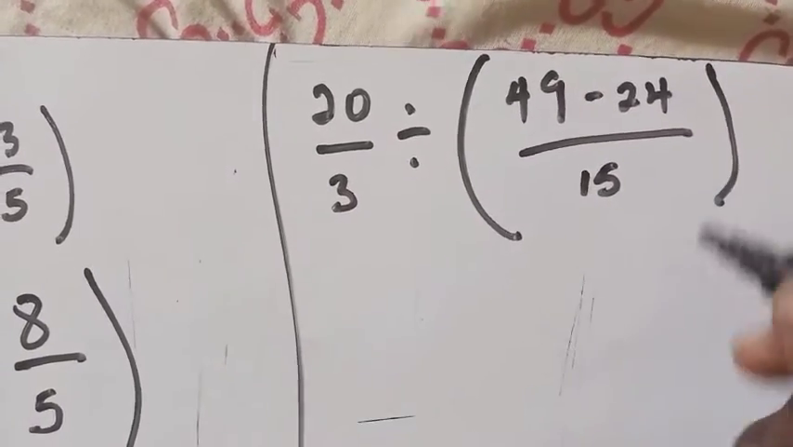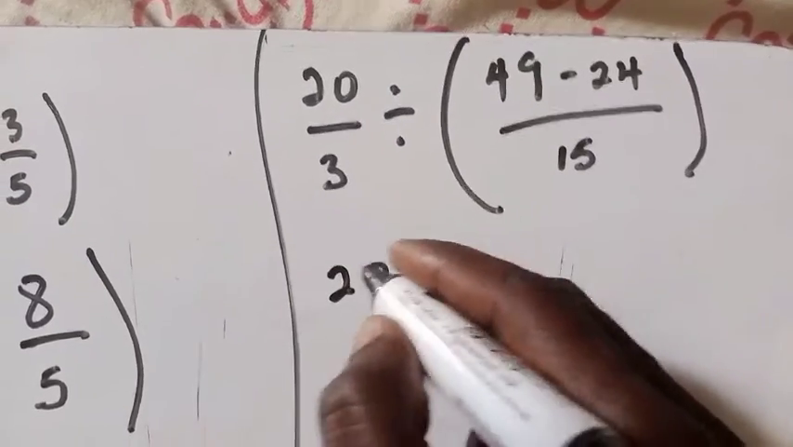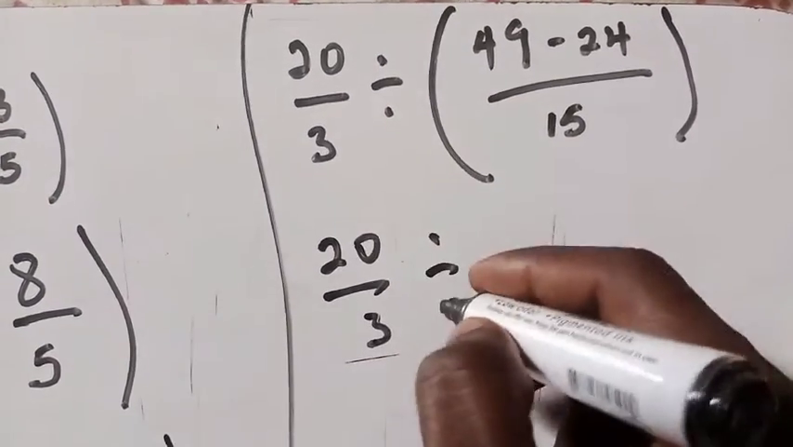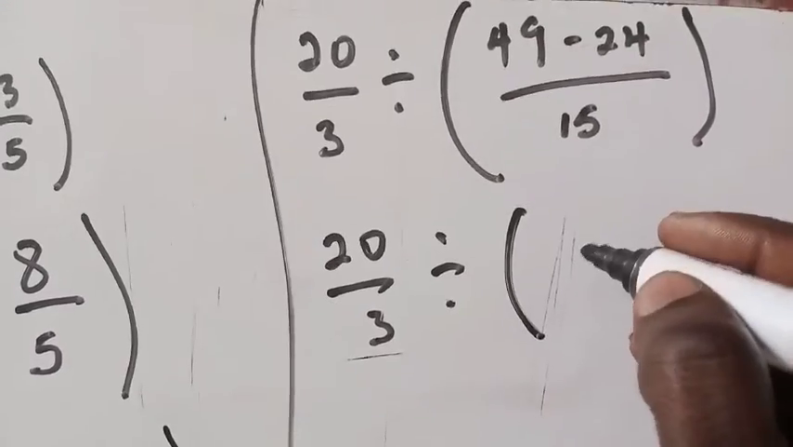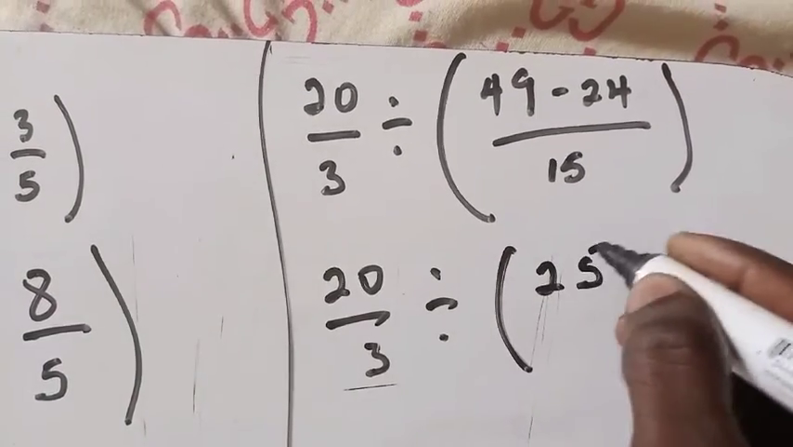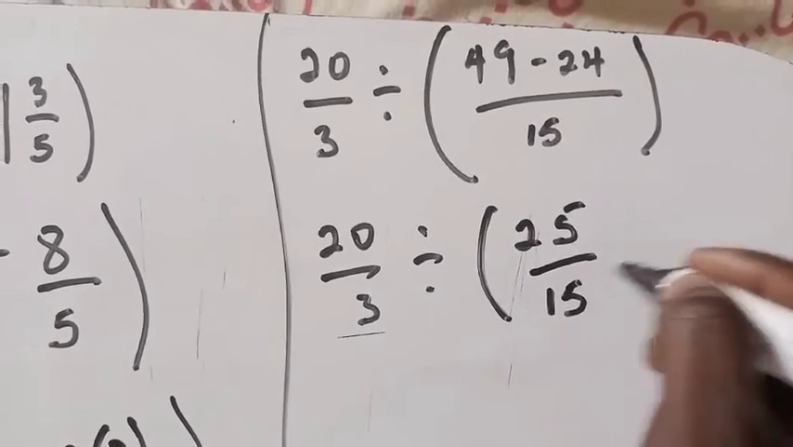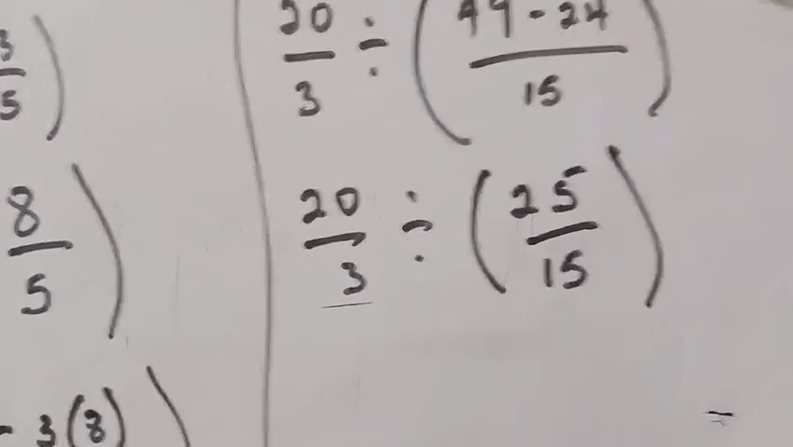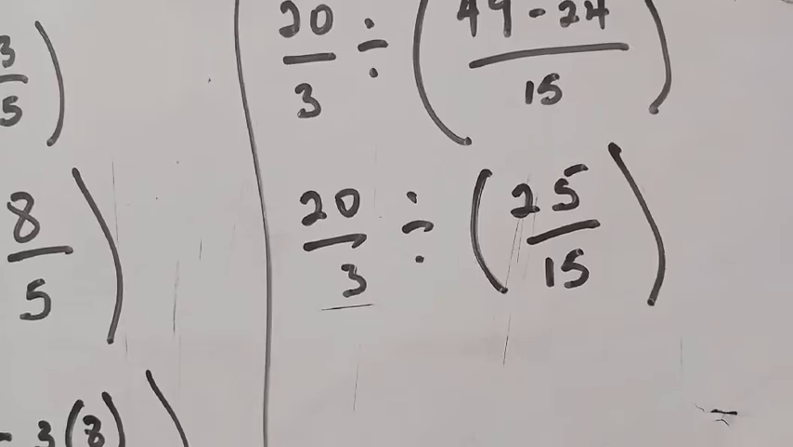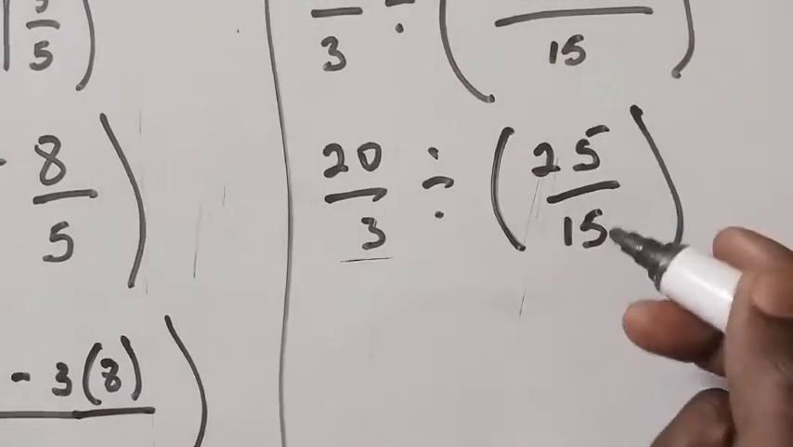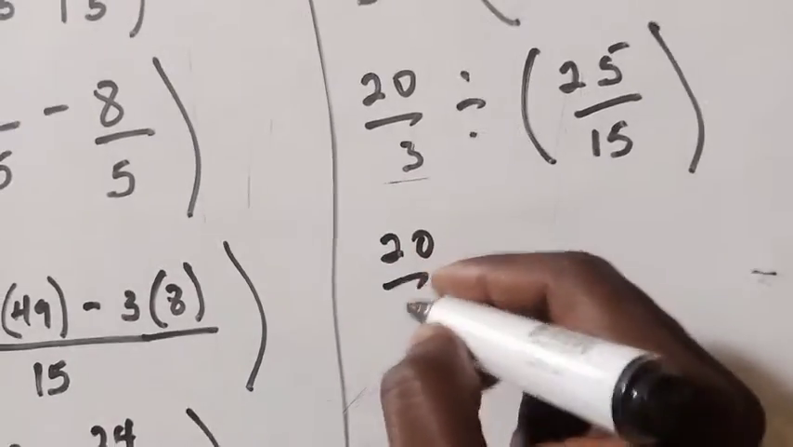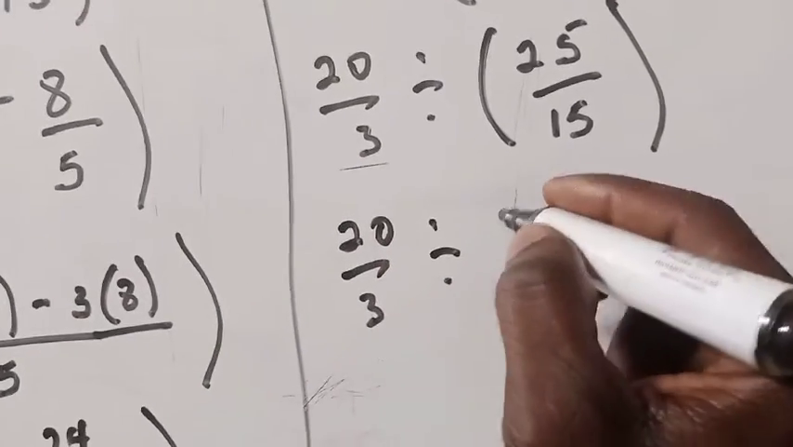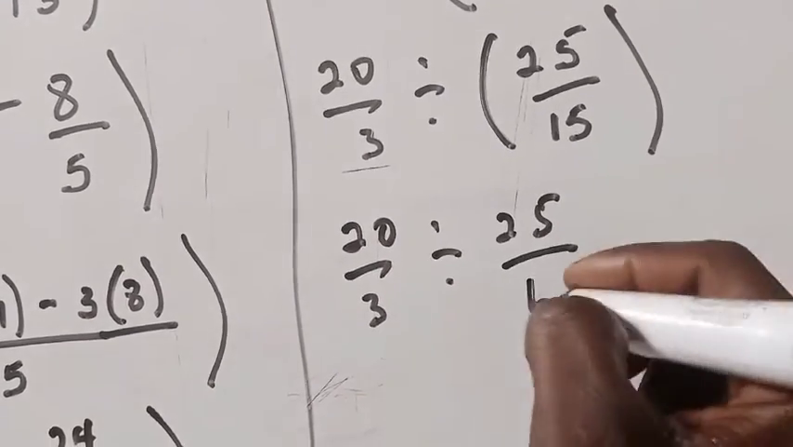So if you have everything in this case, we can proceed from here. That is 20 on 3 and then divided by, so this one minus this one will give me, that should be 25, right? So 25 on 15. Okay, perfect. Now at this point, we are free to move on. So we can take off this bracket because it's only one person within the bracket. So here we have 20 on 3 and then divided by 25 on 15.